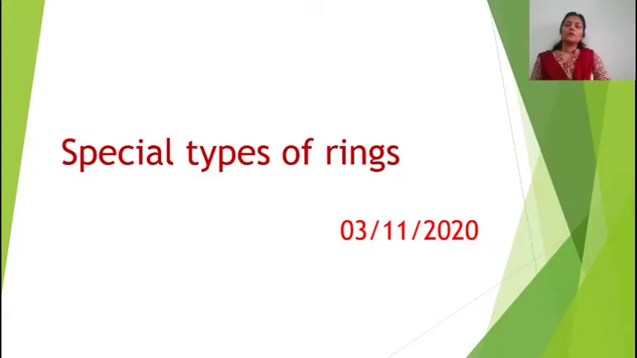The next property, or one more property, is commutativity. If commutativity is there, it is called a commutative ring, and if, with respect to multiplication, the identity is there, then it is called a ring with unity. Like that, we can move to the portions. So we have special types of rings.